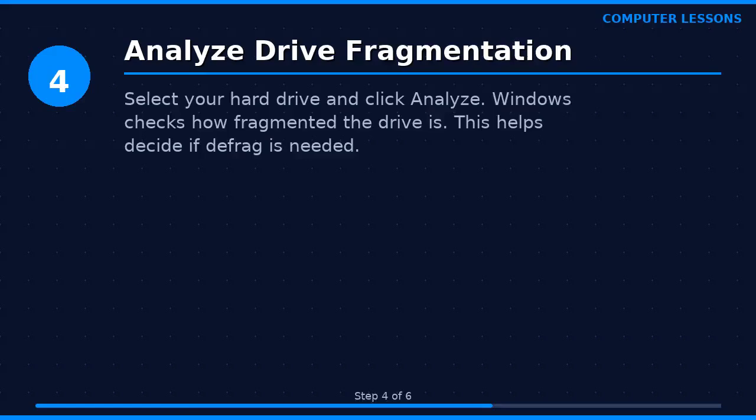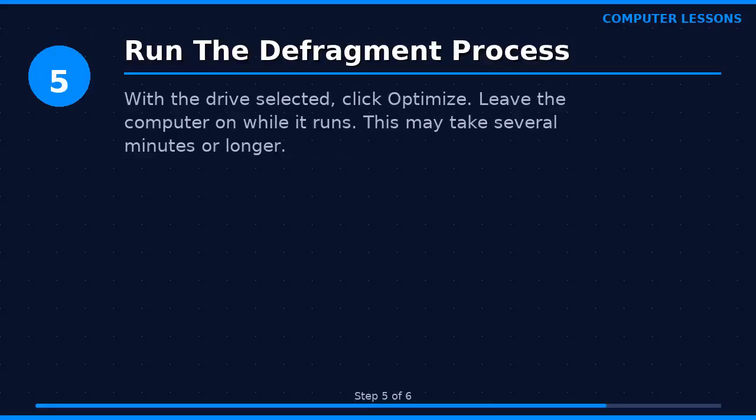Click your hard disk drive, hit Analyze, and Windows tells you how fragmented things are. Big number, small number, either way, a little cleanup never hurts. Still selected? Now smash the Optimize button. The process gets rolling, status bars start moving, and you let it run, no heavy multitasking, no early shutdowns.